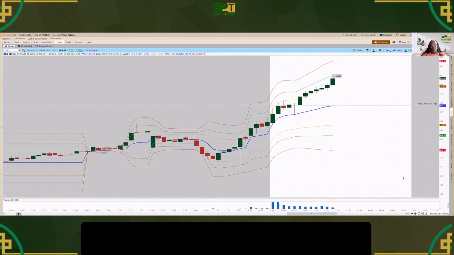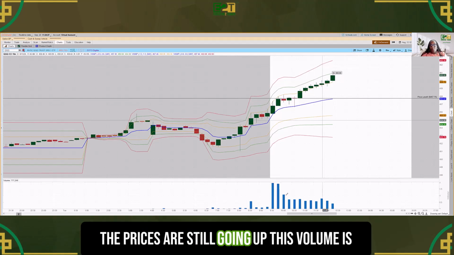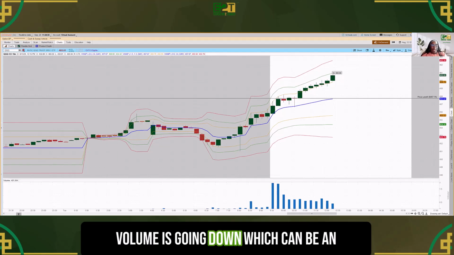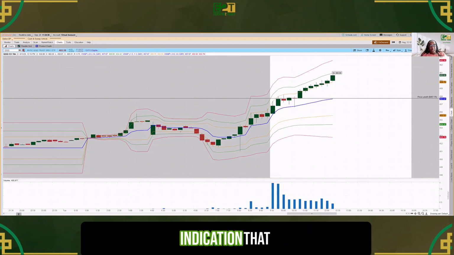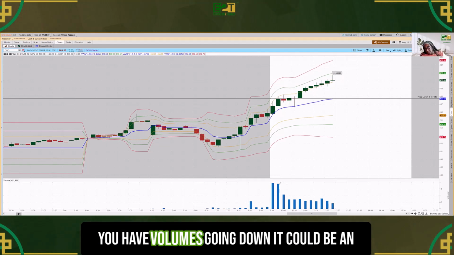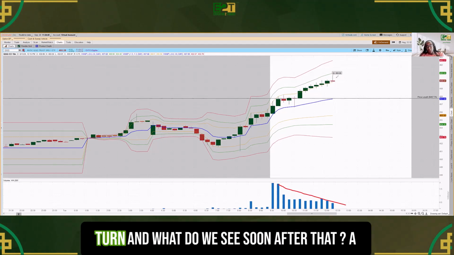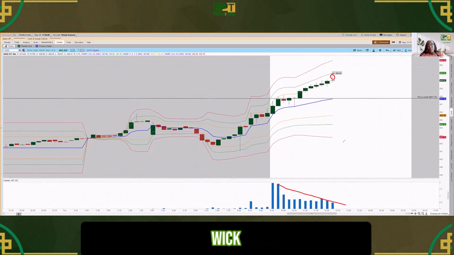Even though the prices are still going up, this volume is going down. Volume going down could be an indication that this trend is getting ready to turn. And what do we see? Soon after that, a wick.